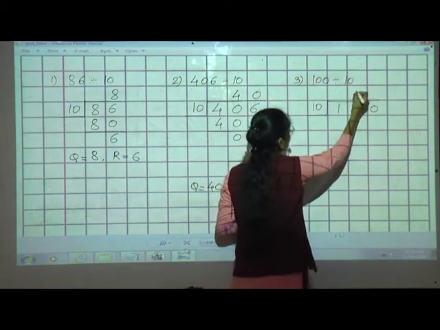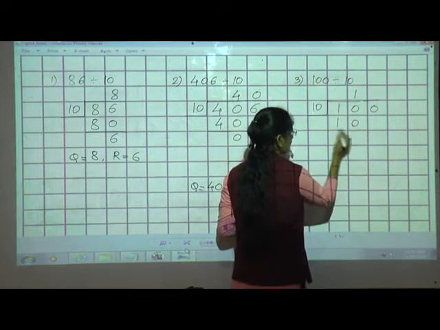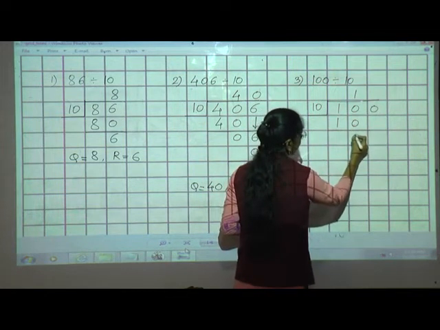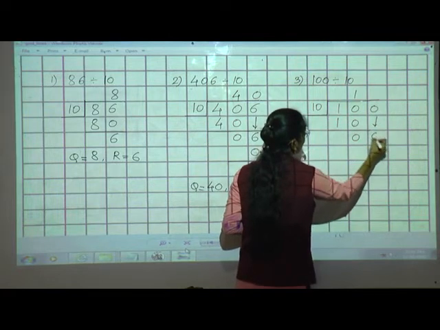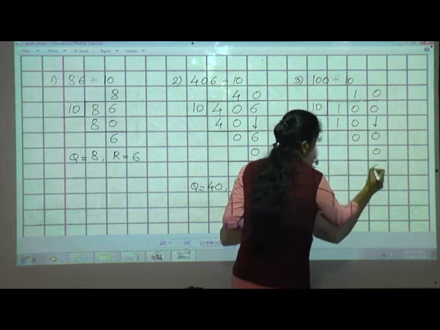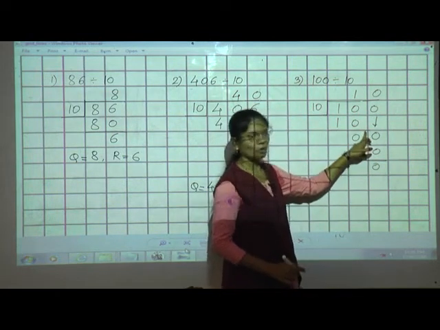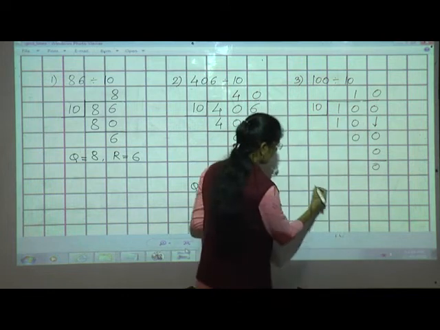Now 10 tens are 100. Sorry, 10 ones are 10. 10 ones are 10. Okay. 10 minus 10, 0. Then this 0 will come down. 10 into 0, 0. Or else, here you can directly solve: 10 tens are 100. In this way also you can solve.